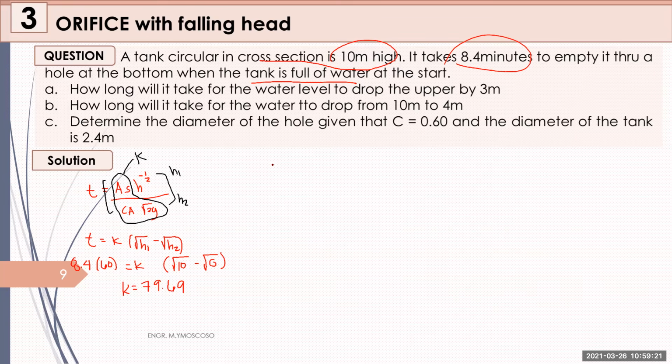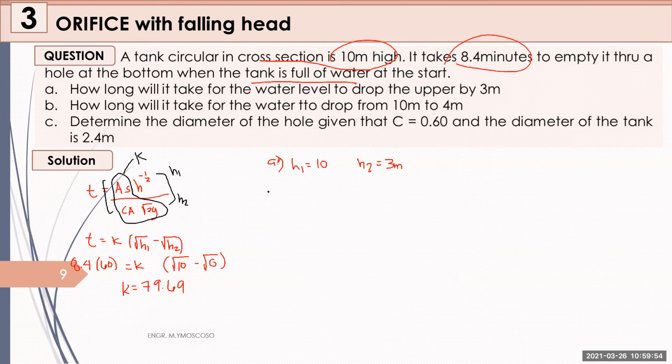So, let us go to question letter A. How long will it take for the water level to drop by 3 meters? Take note, what will be our H1? That would be equal to 10 meters. What will be our H2? That is equal to 3 meters. Do you agree that H1 is 10 meters and H2 is 3 meters? By that, we can now get the time.